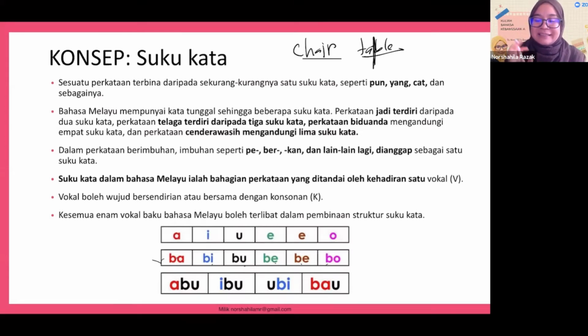Okay, jadi setiap perkataan ada suku kata tertentu dan kita ada paling sikit satu. Contohnya macam phone, yang, cat. Okay, kita boleh ada lebih daripada tu. Kita ambil perkataan telaga. Dia kata kat sini ada 3 suku kata. How we can break down to 3? Kita tulis kat sini.